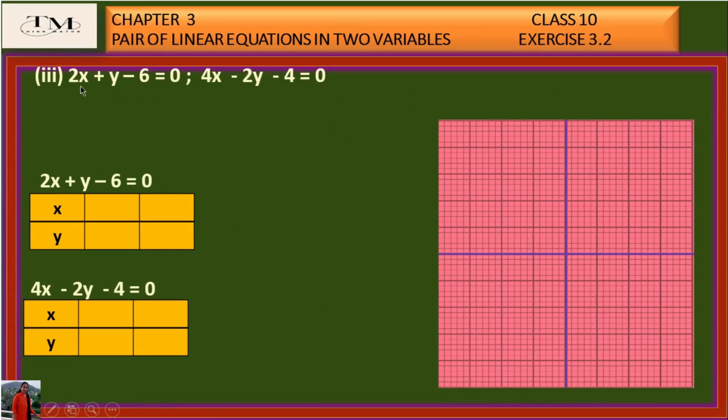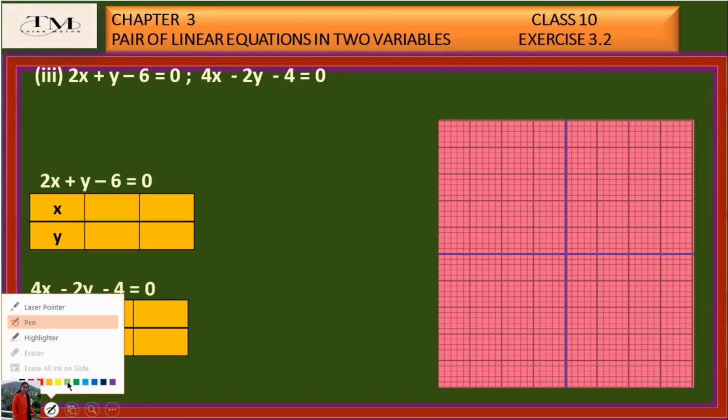Third one: 2x plus y minus 6 equal to 0, and 4x minus 2y minus 4 equal to 0. So the first step, we have to compare the ratios and check whether it is consistent or inconsistent. So let me change the ink.